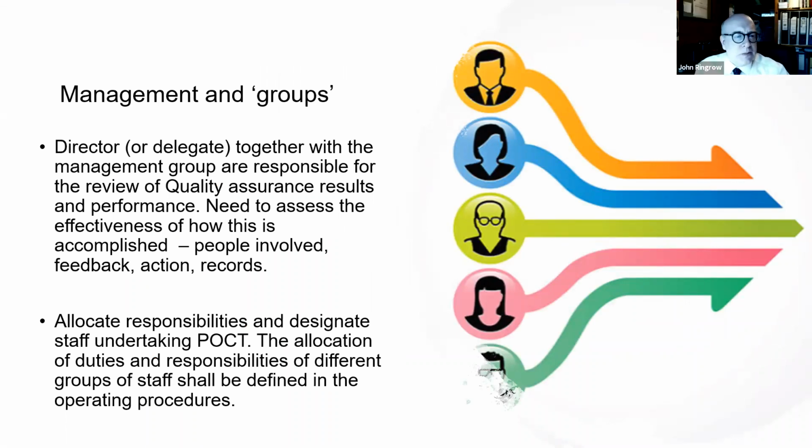So with the management and groups then, there would be a director or somebody with delegated responsibility together with the management group who would be responsible for the review of all of the quality assurance results and the performance. So we need to assess the effectiveness of how this is accomplished, the people involved, any of the feedback, the action, the records that come out of this. Because all of that feedback is important to the operation of the management group and overall to the management of point of care. We also look at the allocation of responsibilities and any designated staff undertaking point of care.